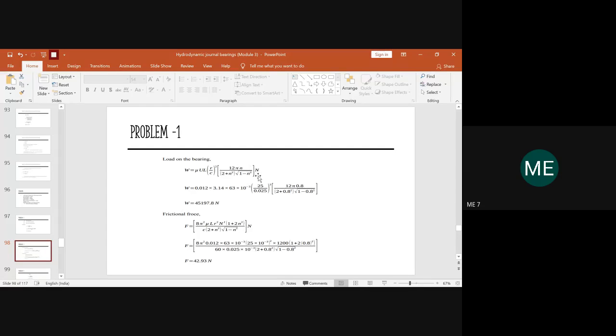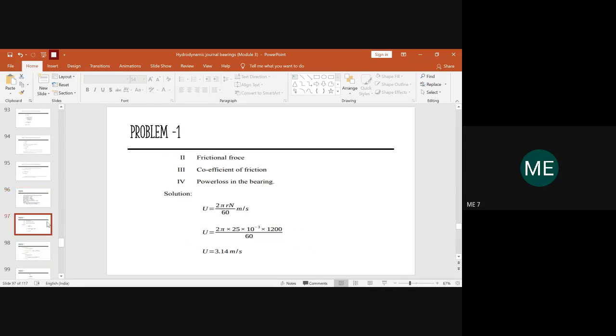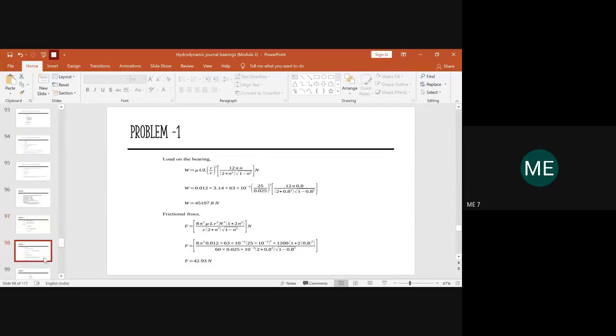So then the remaining part here. 12 is a constant, write as it is. Pi, you also kindly write as it is. And n is the eccentricity ratio, so the value of it is exactly 0.8. So substitute here and then come for the denominator. The denominator is again 2 plus the eccentricity ratio whole square, so the value of n is given as 0.8 whole square. Again, root of 1 minus 0.8 whole square.